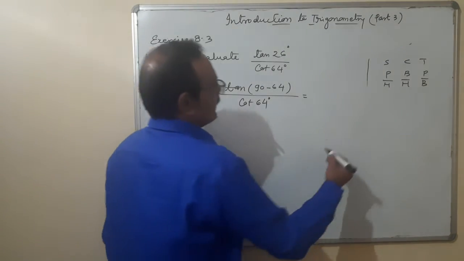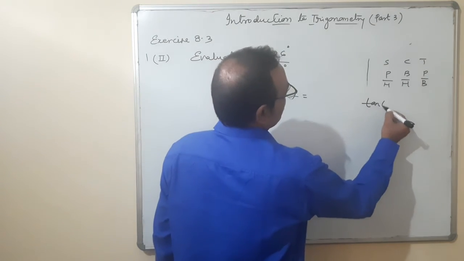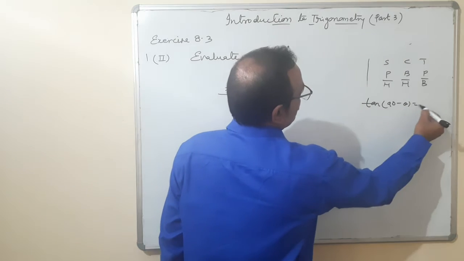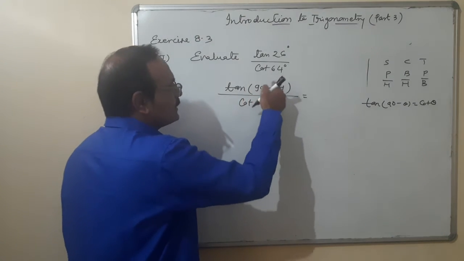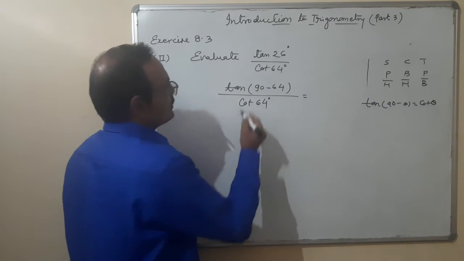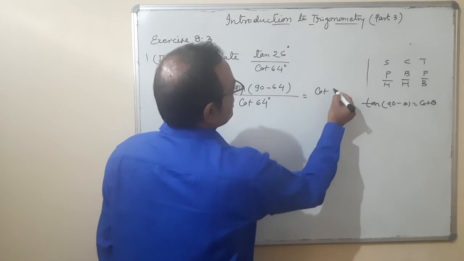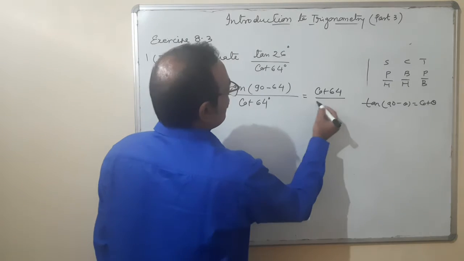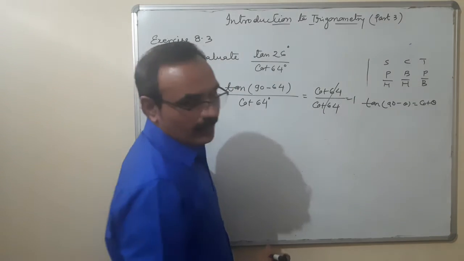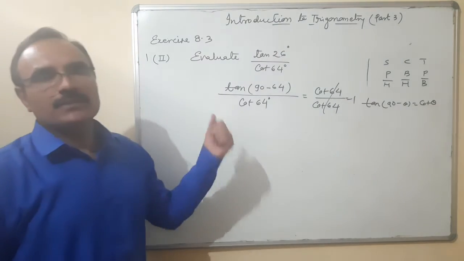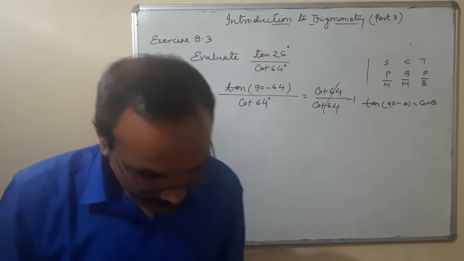Complementary angle says tan 90 minus theta is equal to cot theta. So tan 90 minus 64 is equal to cot 64, upon cot 64. Cancel, result is 1. So the value of this term is equal to 1.